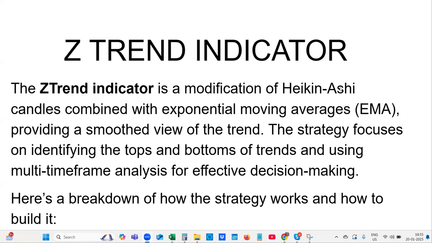This Z trend indicator is a modification of Heikin-Ashi candles combined with exponential moving average, providing a smooth view of the trend. The strategy focuses on identifying the tops and bottoms of trends using multi-time frame analysis. You can use multi-time frame analysis for effective decision making. Here is a breakdown of how the strategy works and how to build it.